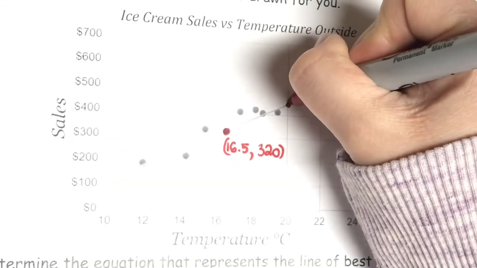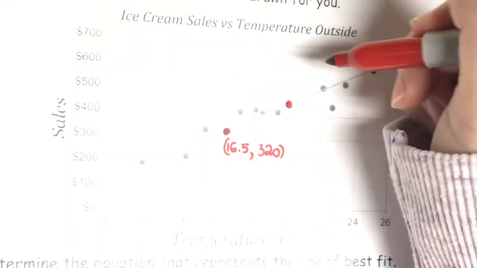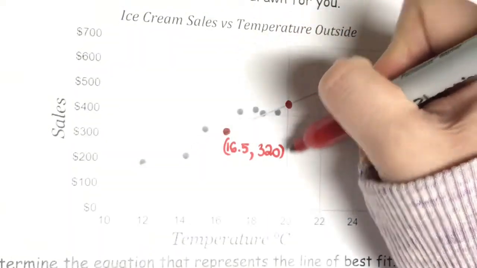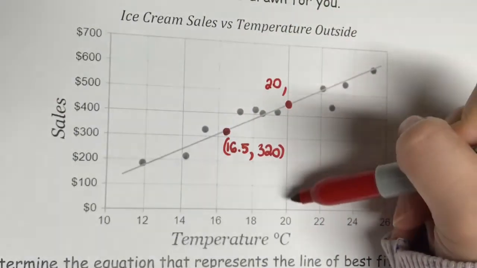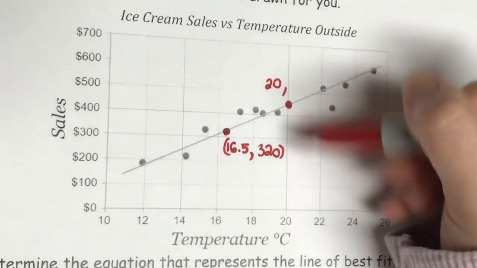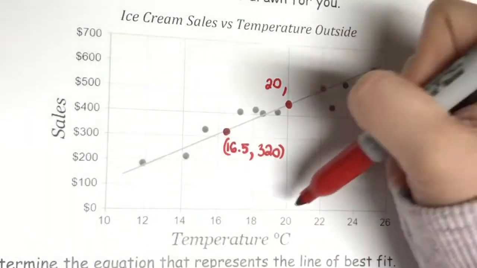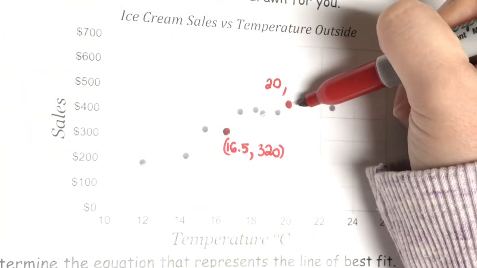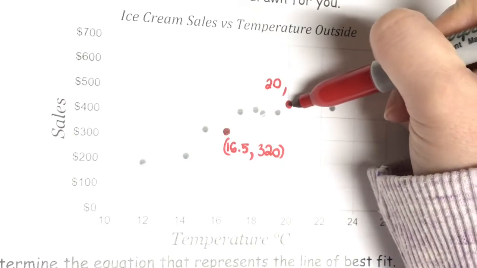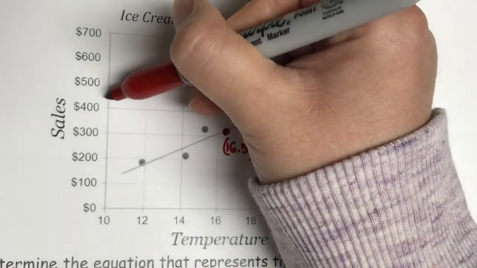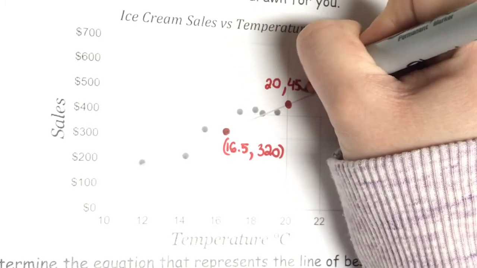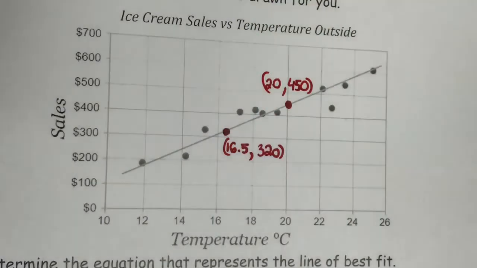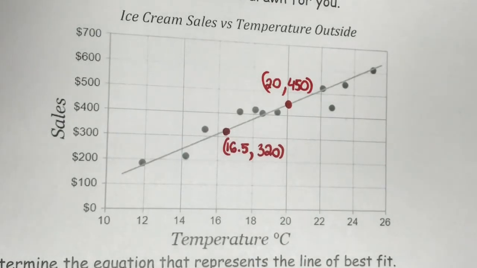The coordinate of this other point on the line that I just selected, it's not part of our data, is 20. And the reason I picked this one was because it's nicely on the line, so it's easy for me to see that it's 20. And the y value, if I go across this way, it looks like it's halfway between 400 and 500, so I'm going to say 450. Okay, so now I have my 2 coordinates that I'm going to use to find my equation.